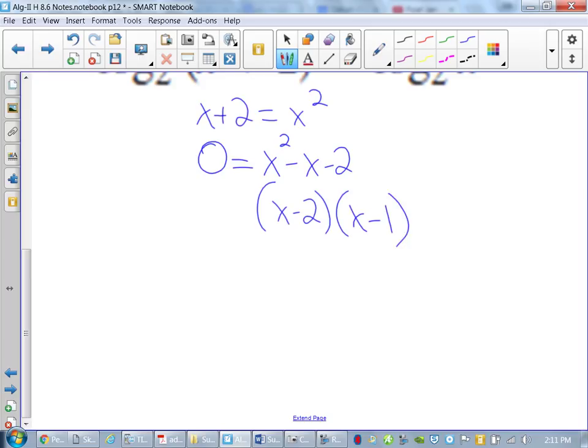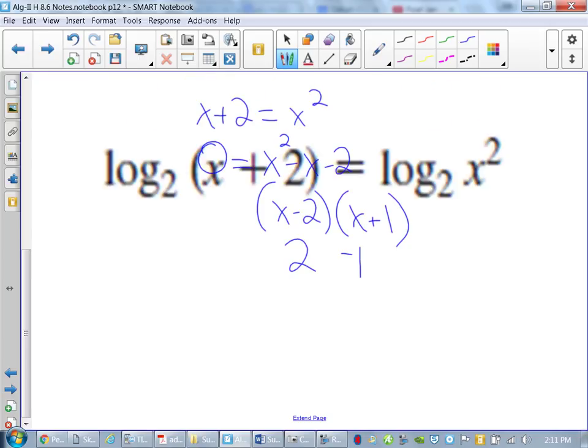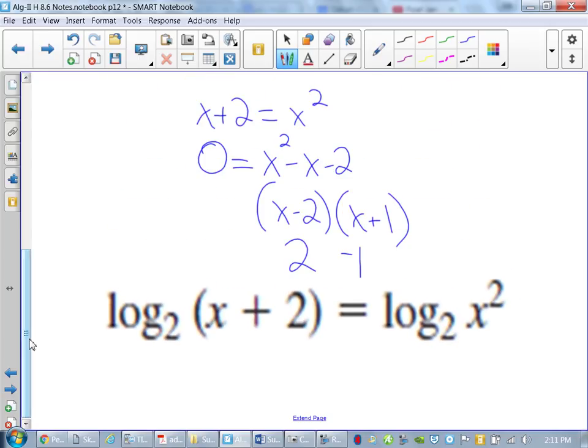Okay? What are your zeros? 2 and -1. Check your answers. And this is why you have to write it out. You can't just say it's 2. You're only half right, because sometimes when you get these, you're going to get a negative answer that could possibly work.